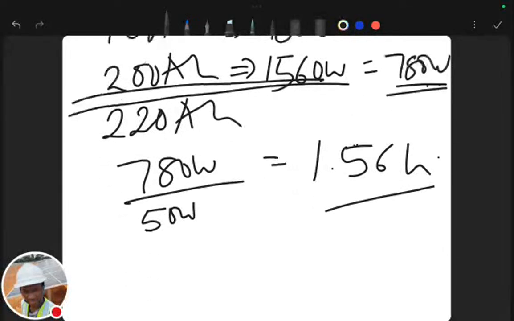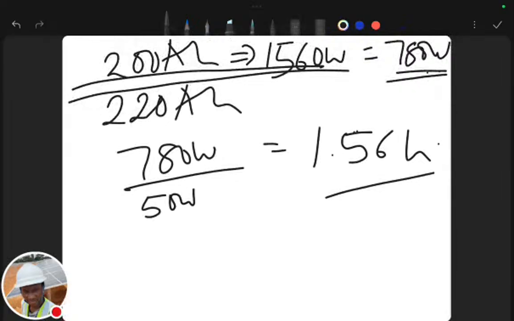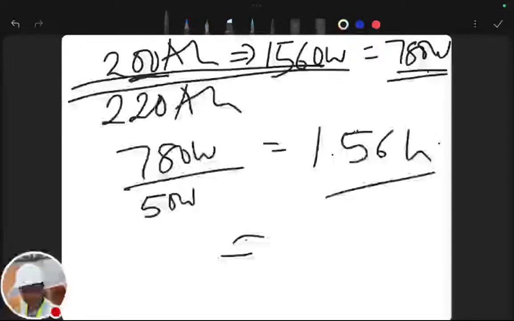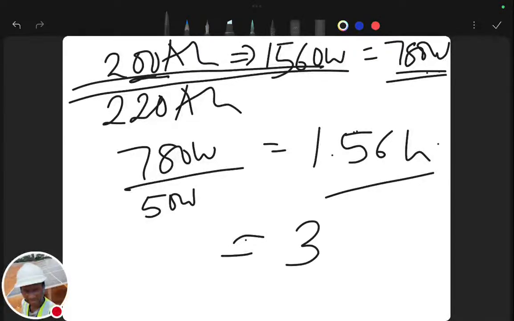But what if we are to use 2 batteries, 2 pieces of this 200 watts, where you can multiply this by 2? When you multiply this by 2, it will give you 3.12 hours, which means it will last 3 hours. Well, that's still good. So if your customer can afford 2 batteries, that's fine.